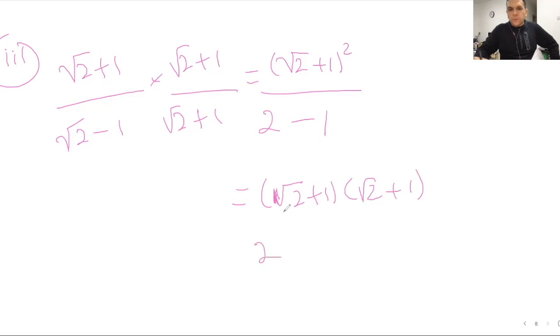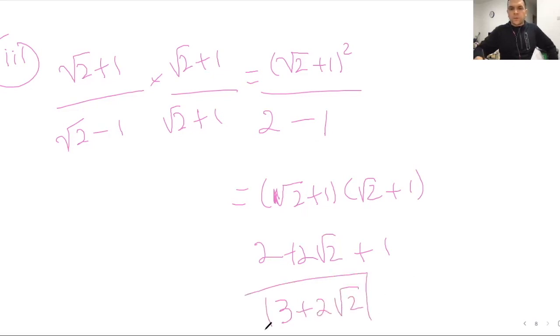This would be 2, right? 2, and then this is 1, 2, so plus 2 times the square root of 2 plus 1, right? 2, 1, square root of 2, 1 square root of 2, and that's plus 1. Okay, and then you get 3 plus 2 times the square root of 2. And that would be the answer.